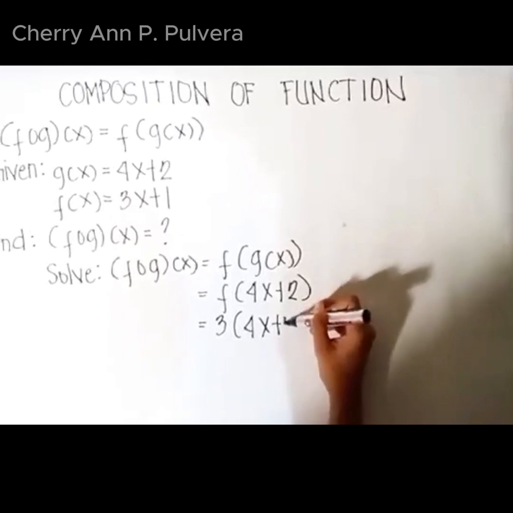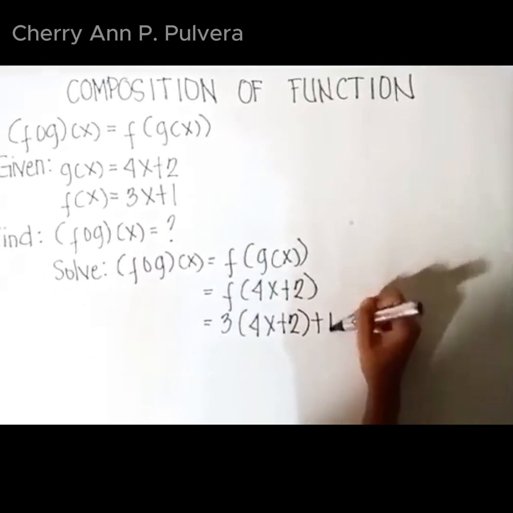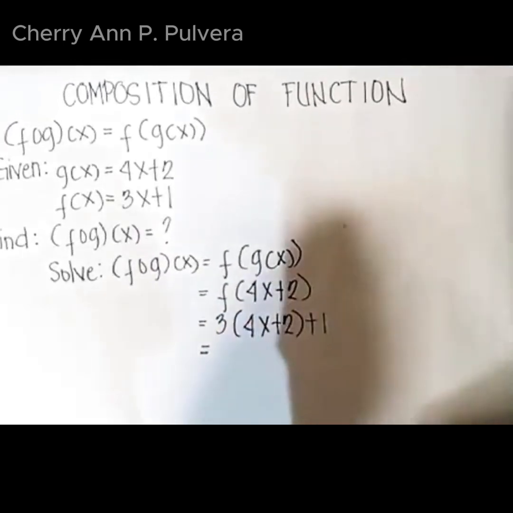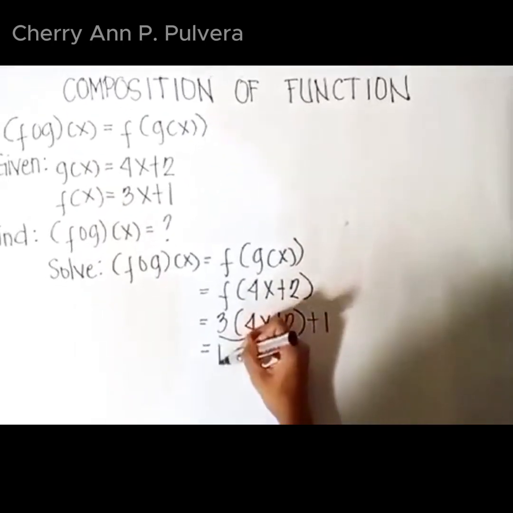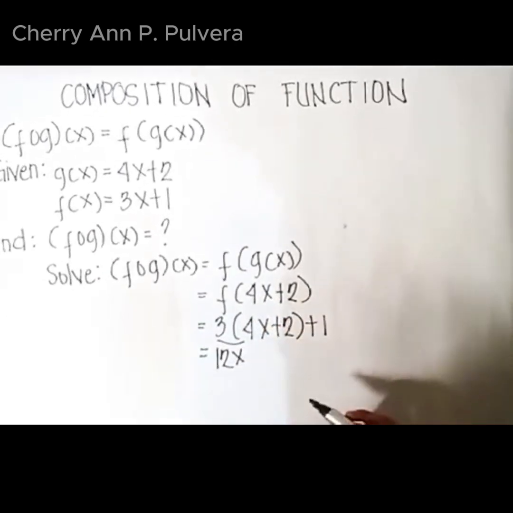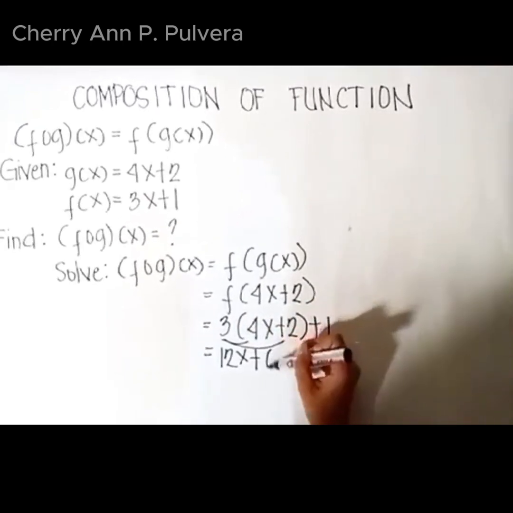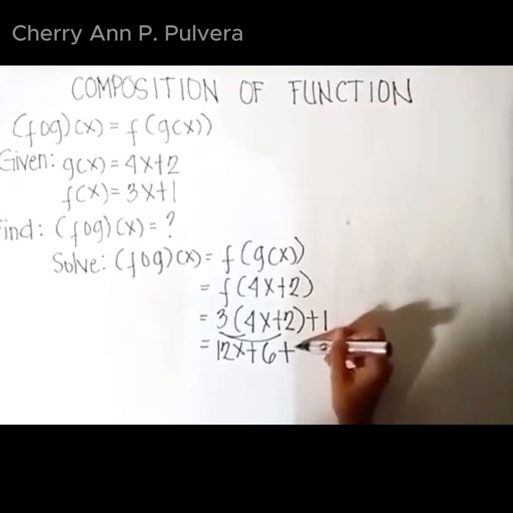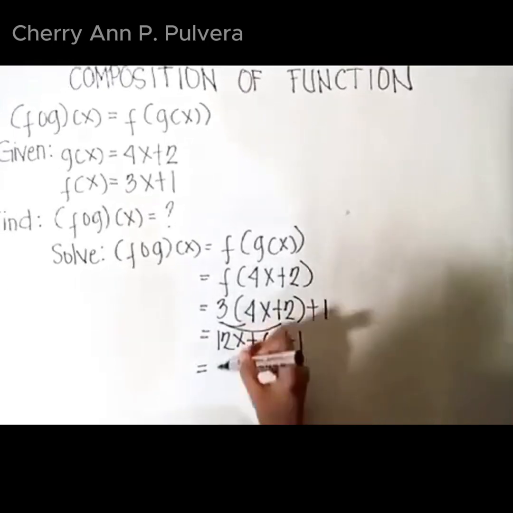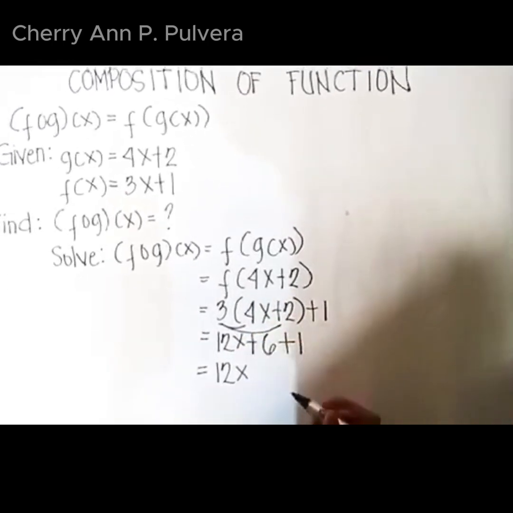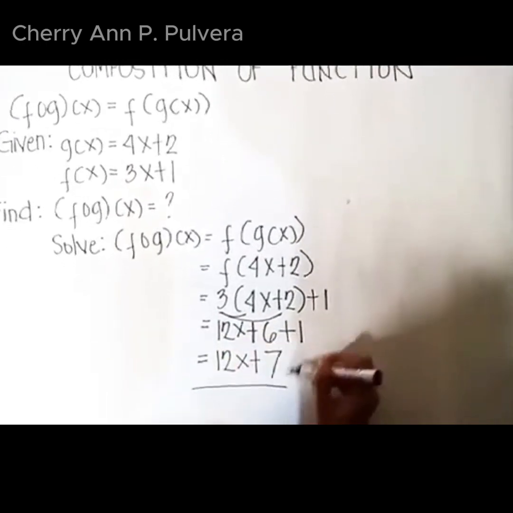So we have 3 times 4x plus 2. Then copy plus 1. Then let's simplify. So 3 times 4x equals 12x. Then 3 times 2 equals 6. Then copy plus 1. Then copy 12x. 6 plus 1 equals 7. Then that's the answer.